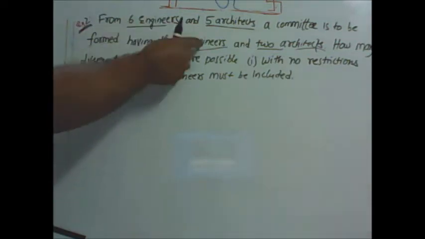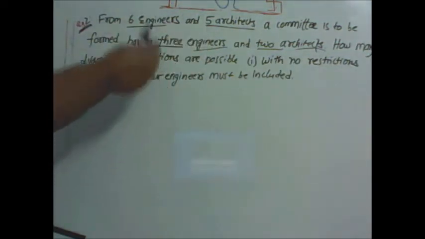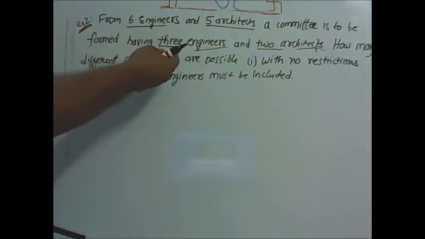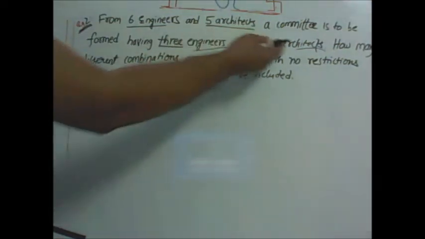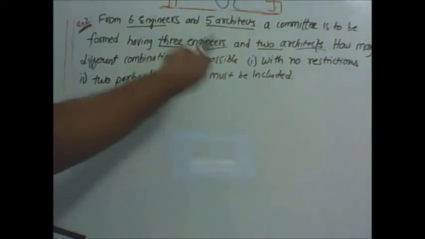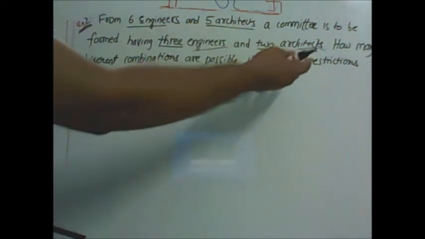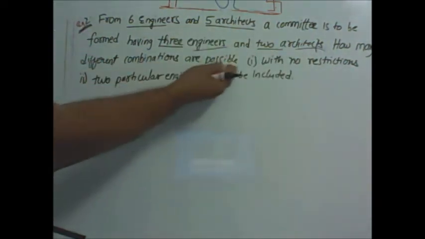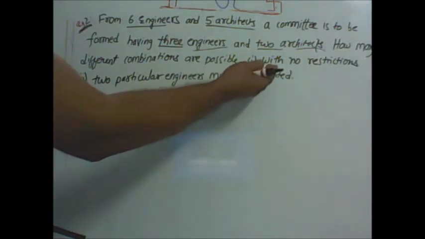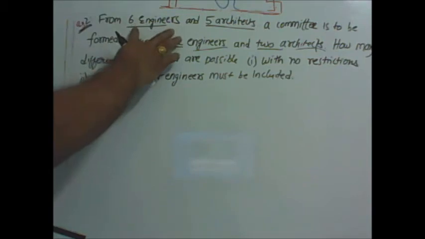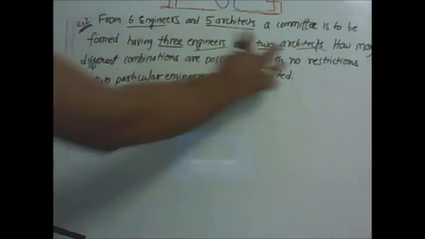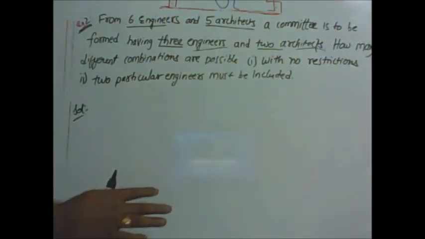Because in 6 engineers we can choose 3 engineers in some different ways with the combination formula. In the same way, from 5 architects we have to choose 2 architects. We can choose any 2 architects. So he is asking how many different combinations are possible. The first condition is there is no restriction. The only given thing is 6 engineers, 5 architects. So we have to choose 3 engineers, 2 architects. There are no other restrictions.